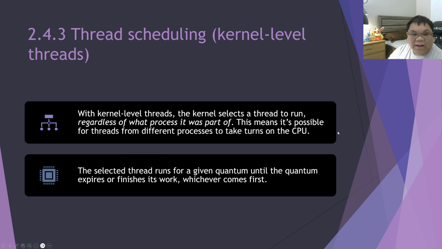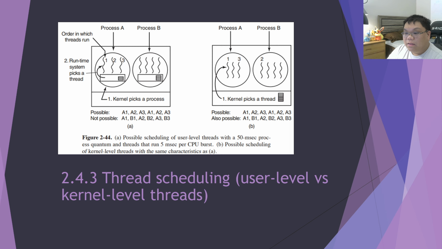With kernel-level threads, the kernel selects a thread to run regardless of what process it was part of. That means it's possible for threads from different processes to take turns on the CPU. The selected thread runs for a given quantum until the quantum expires or it finishes its work, whichever comes first. And we have a picture here to visualize what would happen.